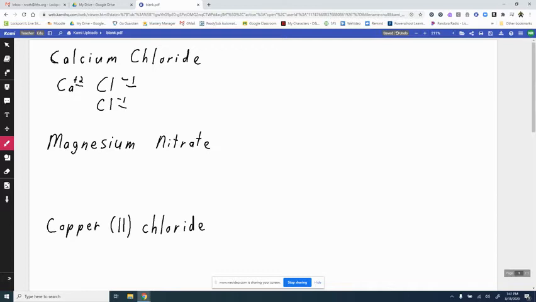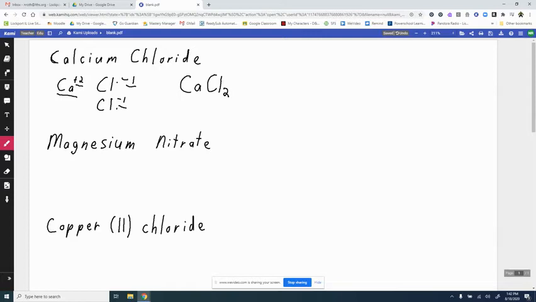Now, to actually finalize this and put it into a formula, since we have only one Ca, we would just write Ca. But since we have two Cls, we would write Cl with a 2 subscript, just like that. And that's our final answer.